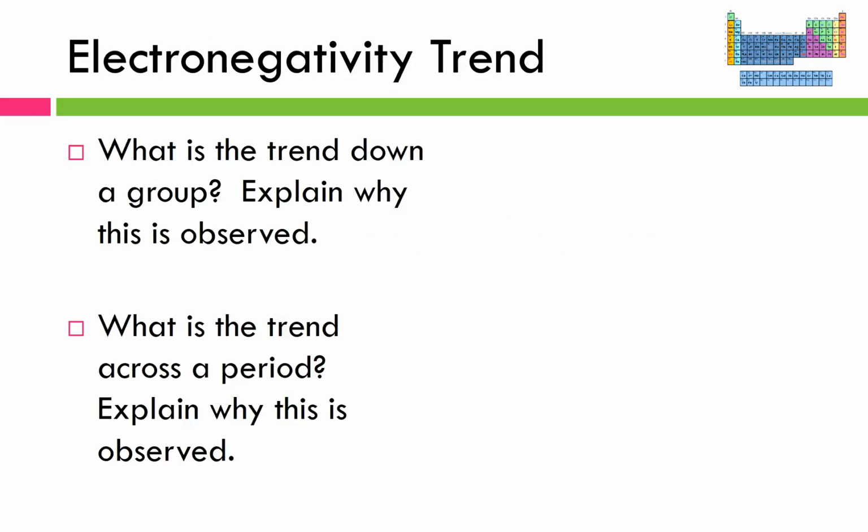From your reading, you should have gotten what the trend looks like as you go down a group and what happens to electronegativity as you move from left to right across the period. Pause the video, write down what you observe, and provide a brief explanation.